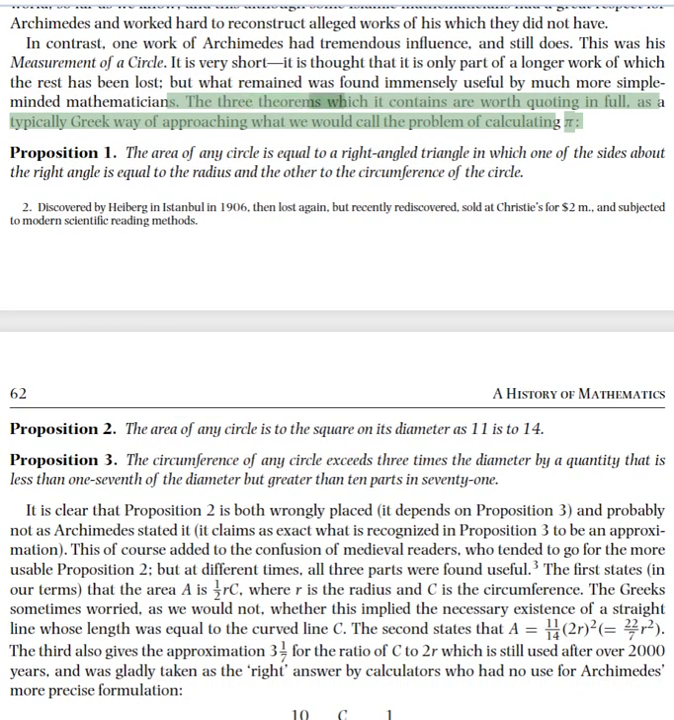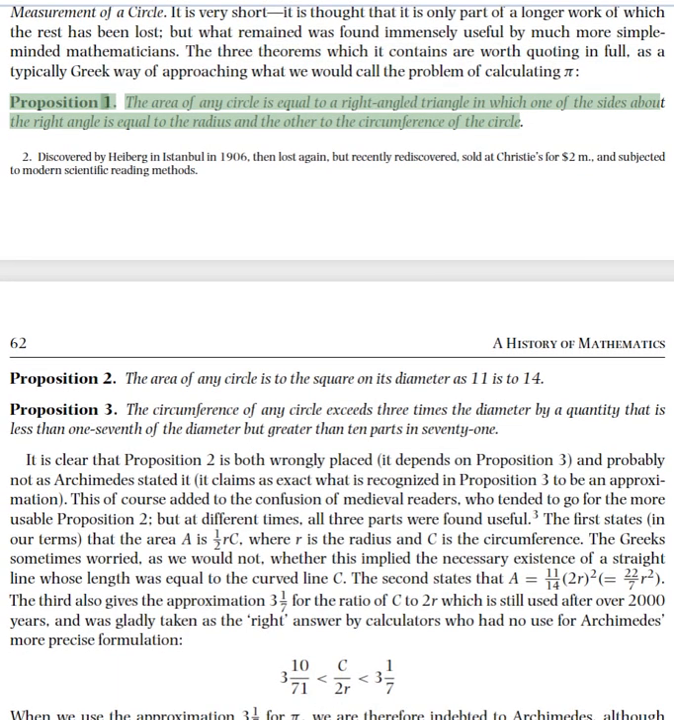The 3 theorems which it contains are worth quoting in full, as a typically Greek way of approaching what we would call the problem of calculating pi. Proposition 1. The area of any circle is equal to a right-angled triangle in which one of the sides about the right angle is equal to the radius, and the other to the circumference of the circle.